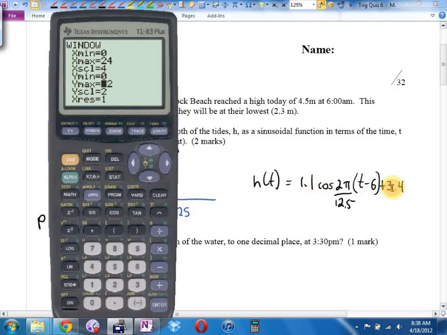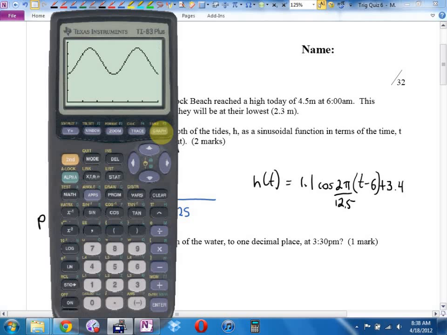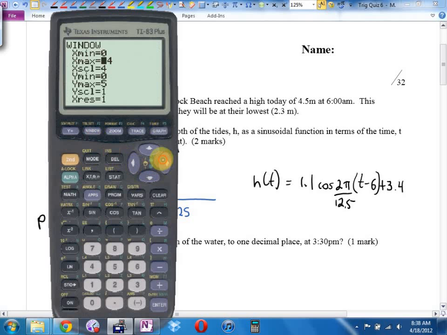The highest this gets is 3.4 plus 1.1. You know what? I'm going to go to 5. If you went to 6, that's fine. Y scale, I can go up by 1s, I think. Let's see. Tide goes up. Tide goes down. Tide goes up. Tide goes down. Now, if I really, really wanted to be fussy, Ryan, I might consider doing a window of that big, because that would be exactly 2 whole waves. 12.5 times 2. But I'm good with 24 hours. We're fine.